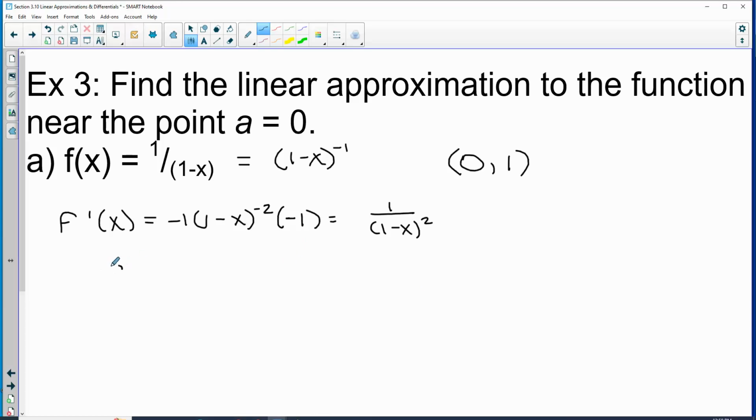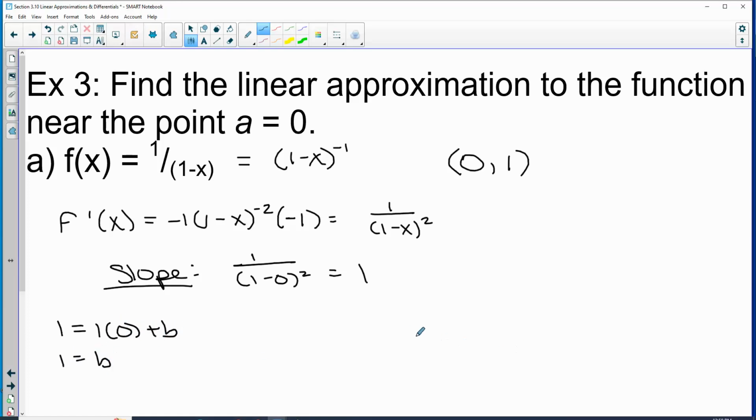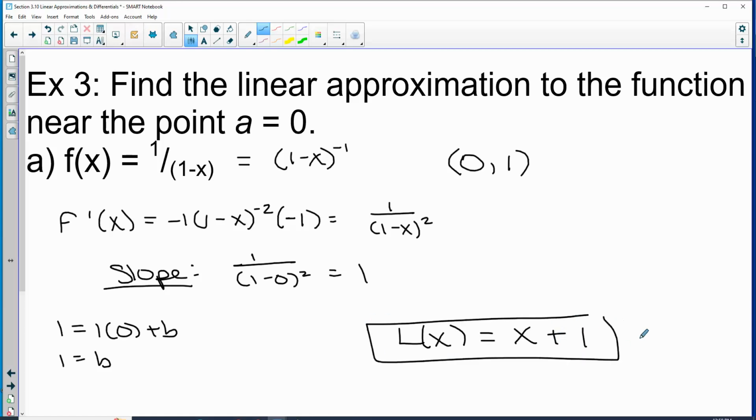Alright, so we need our slope. So we plug what in? 0, because that's my a value. And we get 1, x plus b. My intercept is 1. So the linearization is f of x equals x plus 1. Why don't you guys try b?